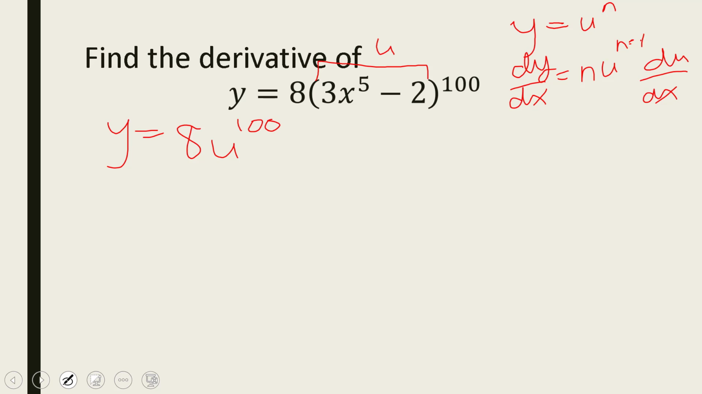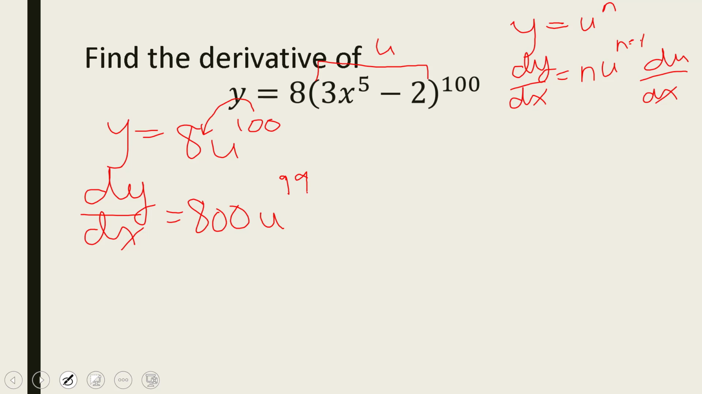So to find the derivative of this, we're just going to use the extended power rule. The 8 stays in front. We're just going to drop the 100 down. 8 times 100 is 800, so let's just write that. And it's going to be u to the 100 minus 1 power, which is 99. And then we want to multiply this by the derivative of u. I'll just write that in, derivative of u here.